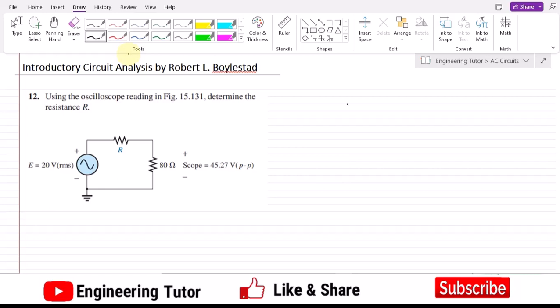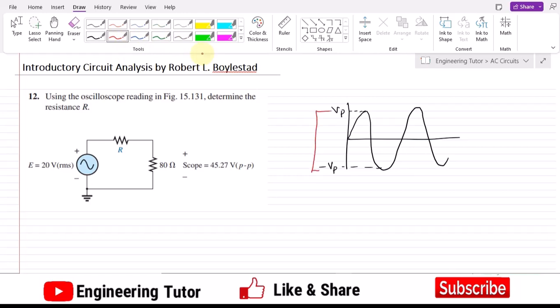So what is the peak to peak voltage? Let us draw the voltage waveform across this resistor. This is the VP while this is the minus VP. So this VPP is basically this peak to peak voltage, which is V peak to peak, and we have known it, and this is given here.